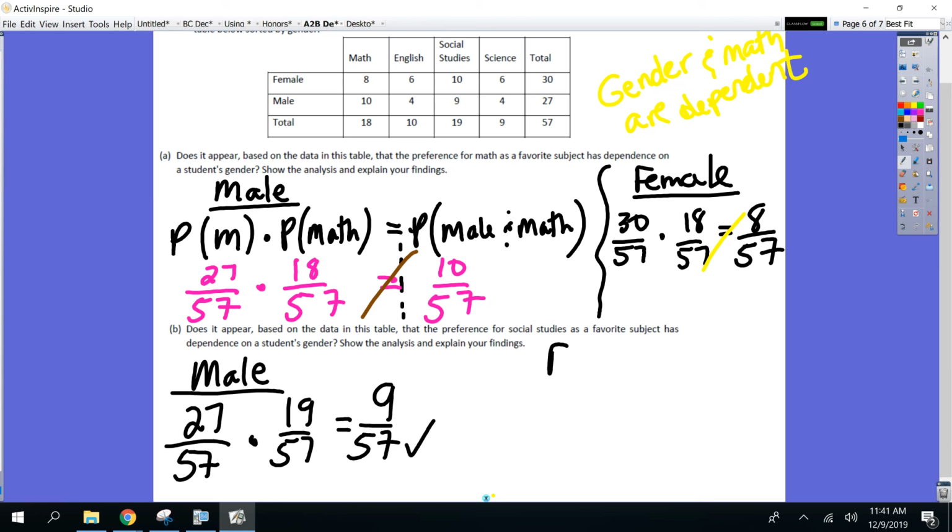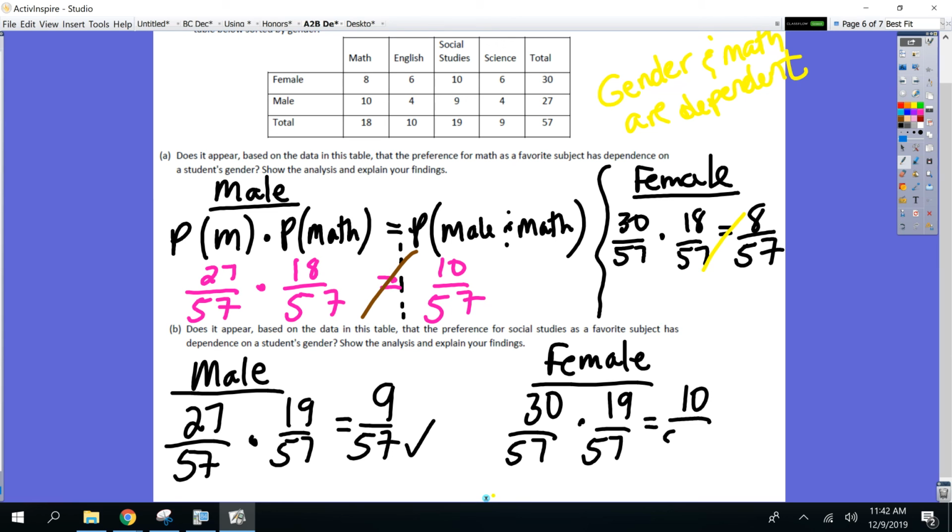What about female? How many females were there? 30 out of 57 times 19 out of 57. How many females like social studies? 10 out of 57. And you would find out the same thing. So does being male or female have any effect on you liking social studies? Nope. These are independent of each other.